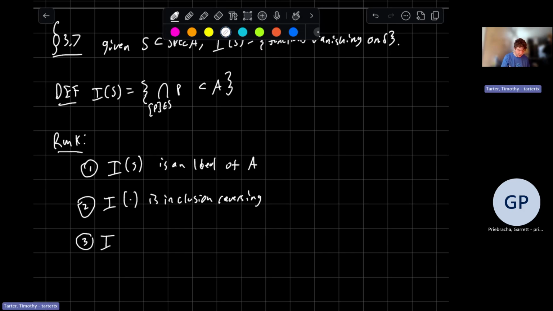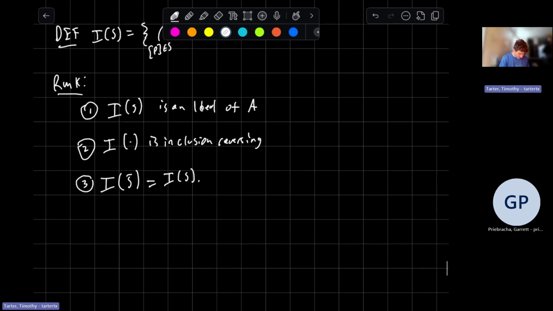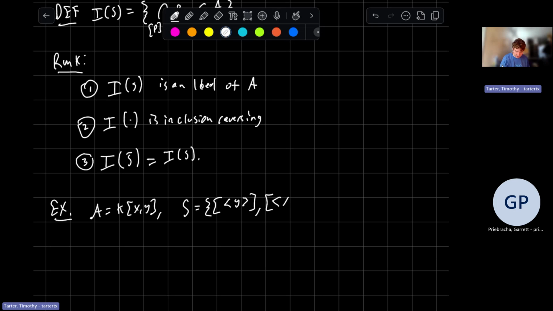And then I of S closure is equal to I of S. And so the attributed exercise to this is that if A is the polynomial ring k[x,y], S is equal to (0,0), (0,1), that is, the points cut out by (x, y) and (x, y minus 1).